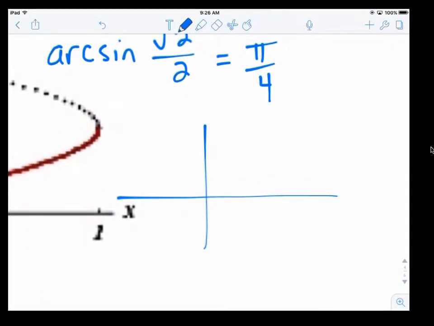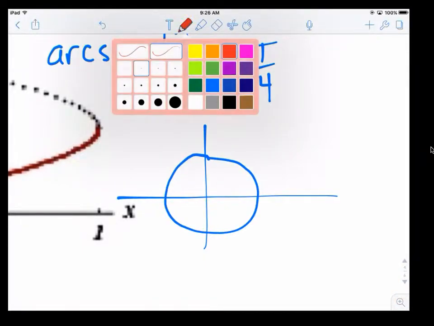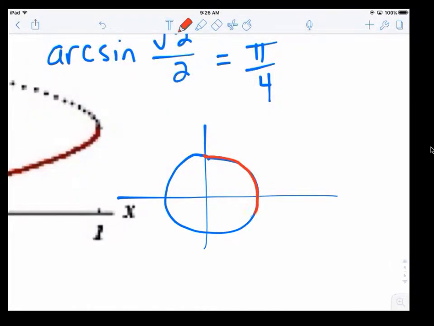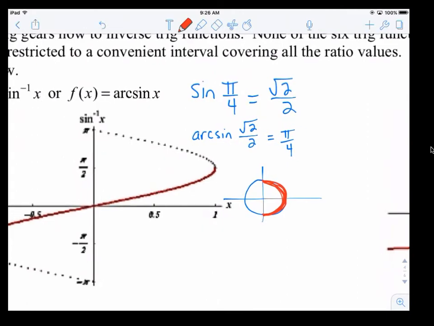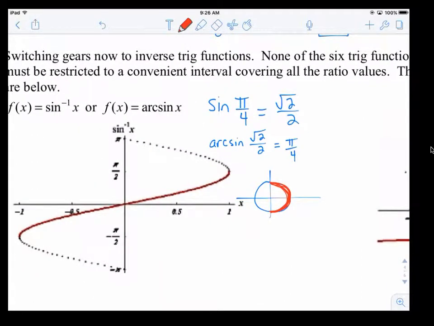So if you imagine drawing yourself the unit circle, the only values that we're really concerned with are the ones right here, because if we use the other values, you no longer have a function. So you only want to use a specific part. Let's say this is the unit circle. You have 0, pi over 2, pi, 3 pi over 2, 2 pi. We're only interested in from here to here. So this would be -pi over 2, 0, pi over 2.